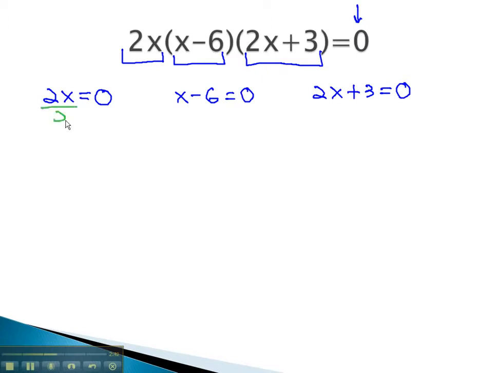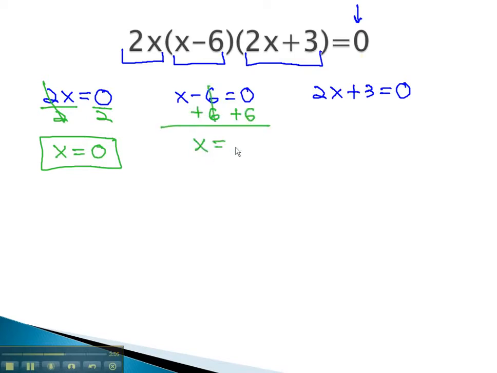The first equation solves by dividing by 2. This gives us x equals 0. When x equals 0, the first factor is 0, and 0 times something will always equal 0. We can solve the second equation by adding 6 to both sides. This gives us x equals 6. When x is equal to 6, the middle factor is 0, and 0 multiplied by the others will always equal 0.